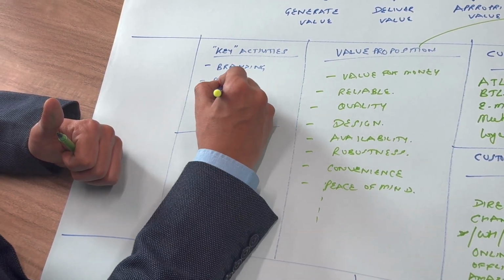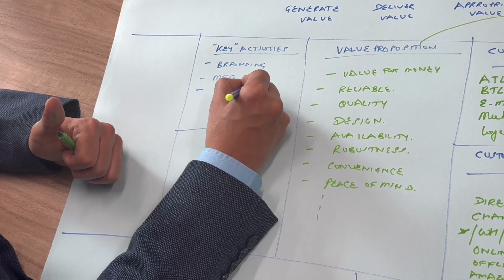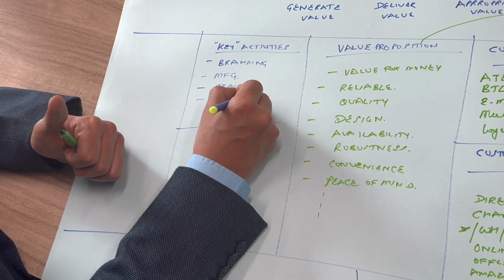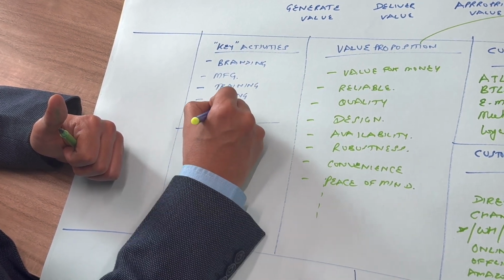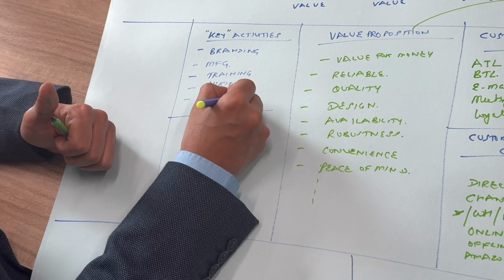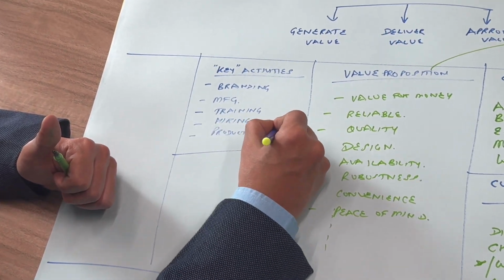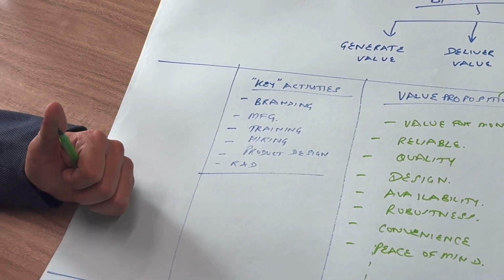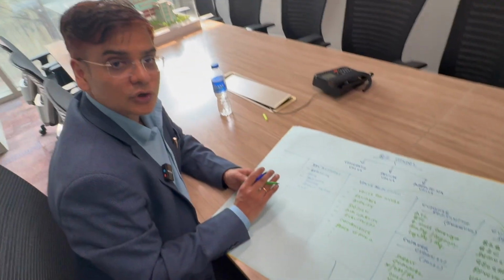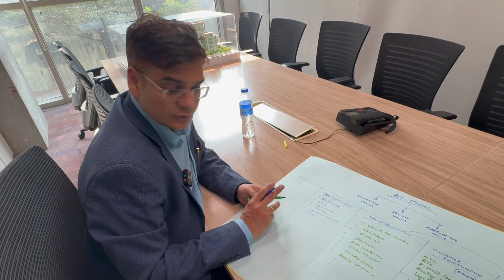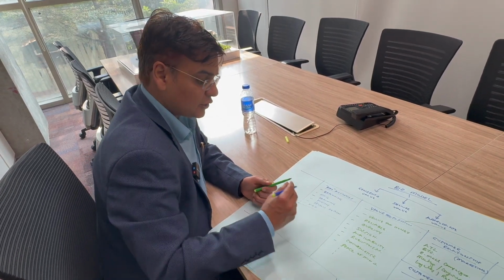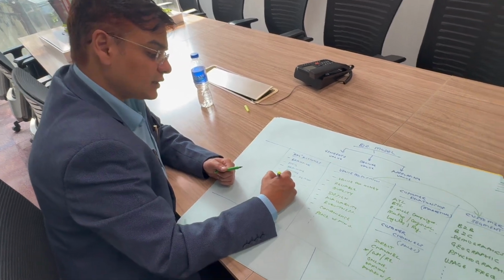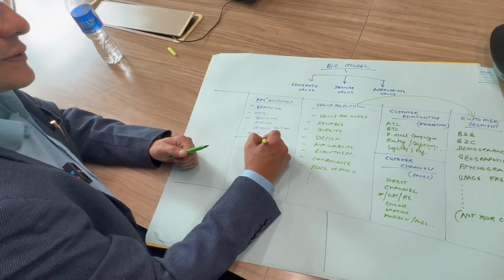You can have training as a key activity. Hiring could be a key activity. Product design could be a key activity, or maybe R&D could be a key activity. But you need to know the things which at any cost you are not willing to concede and give to somebody else. To support these key activities, what we have are called key resources.